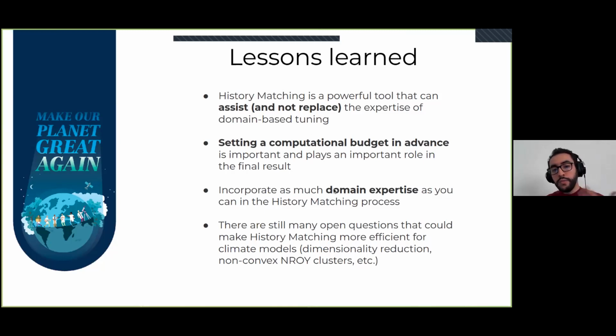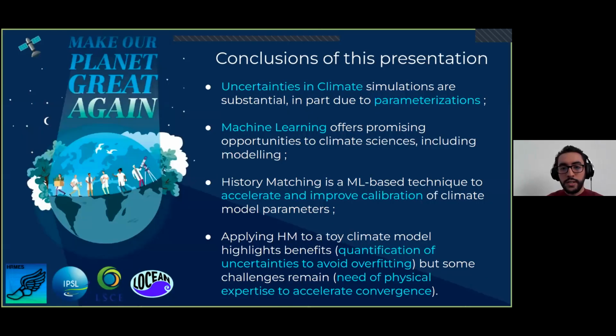And of course, incorporating as much domain expertise as you can really helps history matching, because the space of search becomes smaller and you help history matching in the process. And of course, there are a lot of open questions that we can discuss maybe in the question and answers. And these are the conclusions of this presentation.